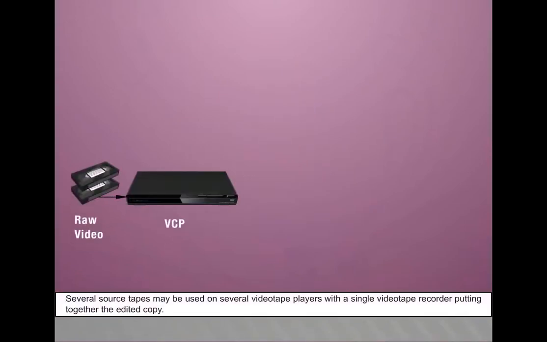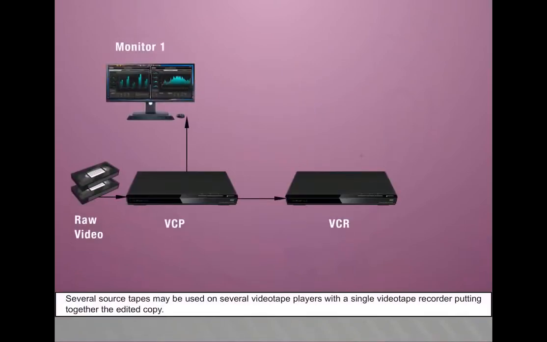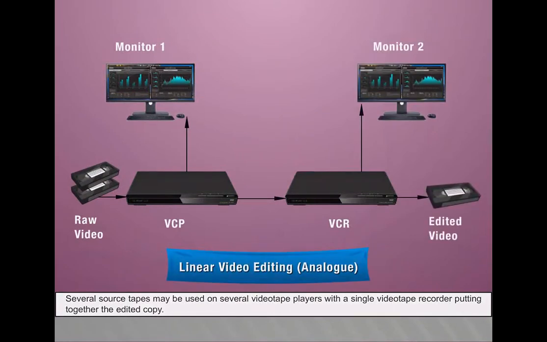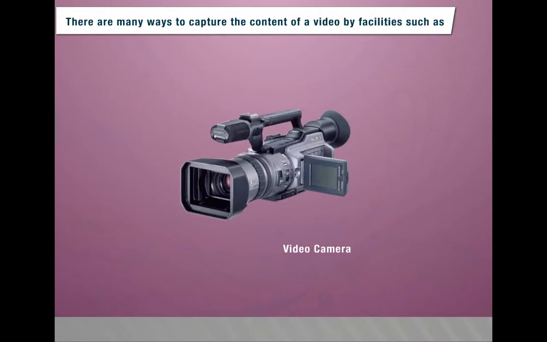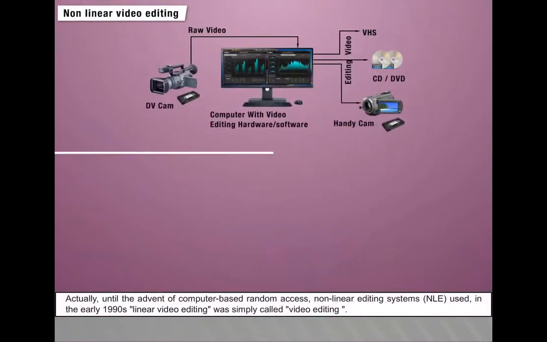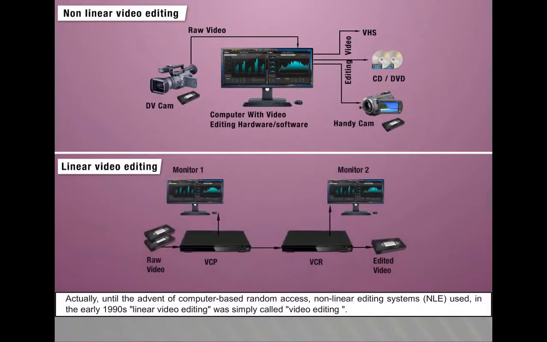Several source tapes may be used on several videotape players with a single videotape recorder putting together the edited copy. There are many ways to capture the content of a video by facilities such as video camera, tapeless camcorder, or recorded audio by videotape recorder in television studio. Actually, until the advent of computer-based random access nonlinear editing systems, that is NLE, used in the early 1990s, linear video editing was simply called video editing.